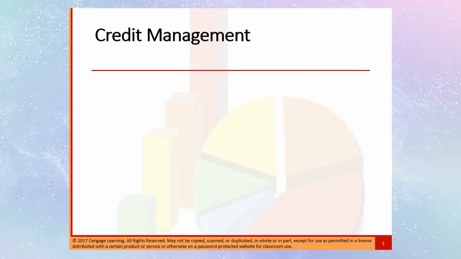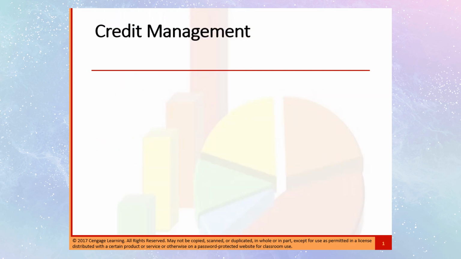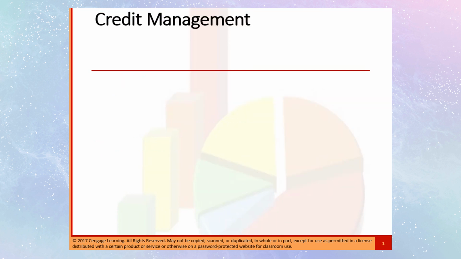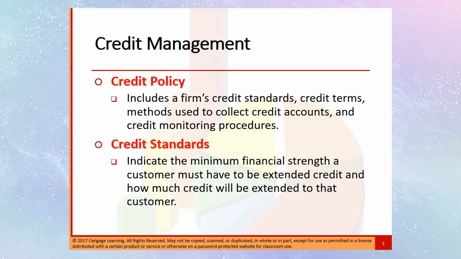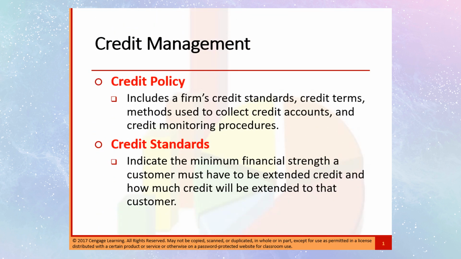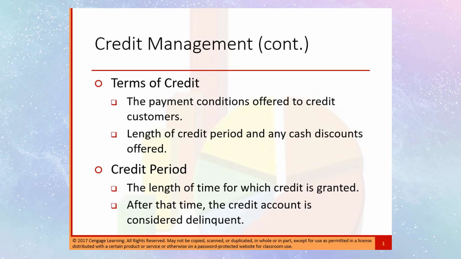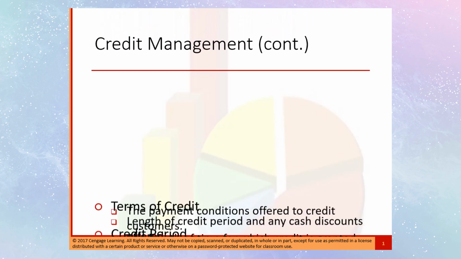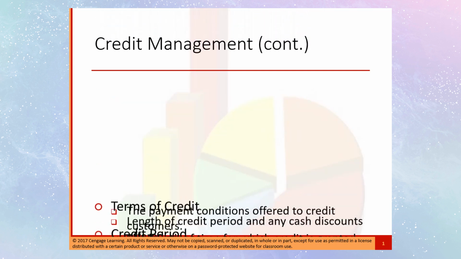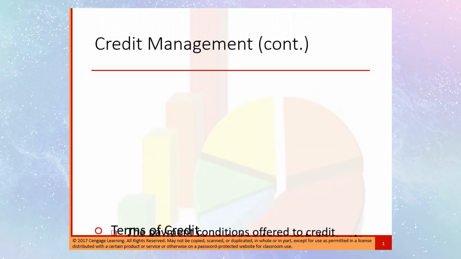Credit management and credit policy. Credit management begins with the firm's credit policy, the rules for who gets credit, how much, and under what terms. Setting clear standards helps reduce default risk and improves cash flow predictability. Terms of credit define the length of the credit period and whether any early payment discounts apply. Once that period passes, any unpaid balances are considered delinquent.